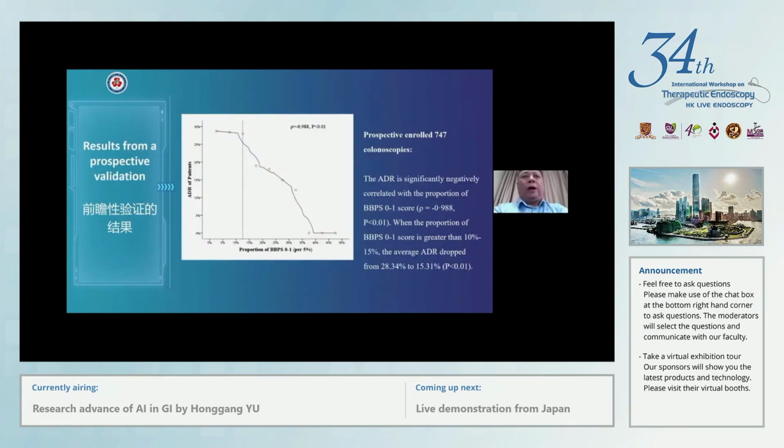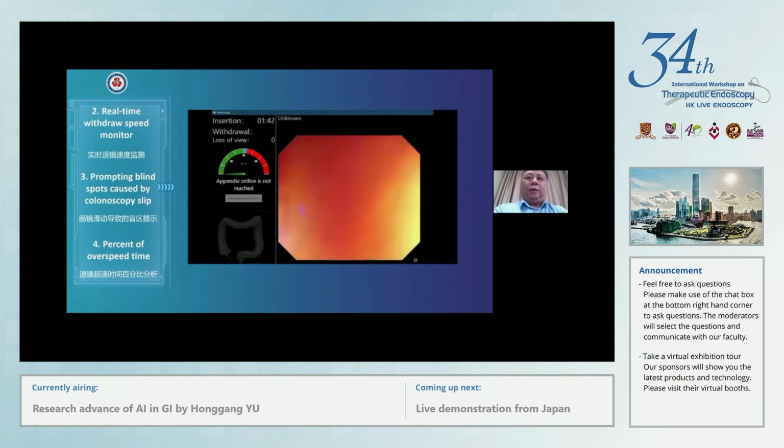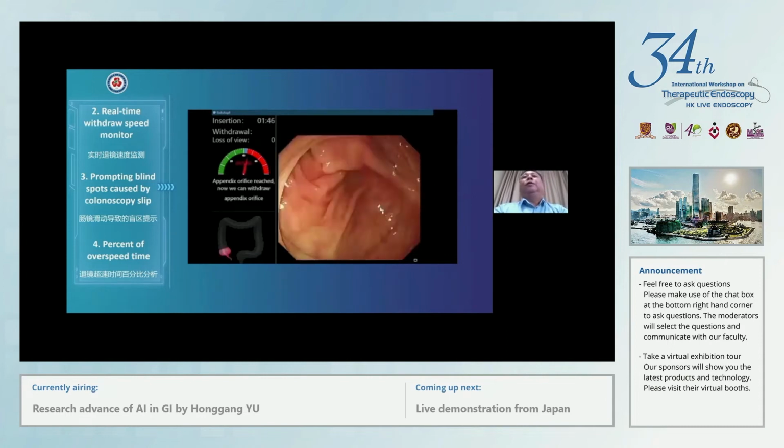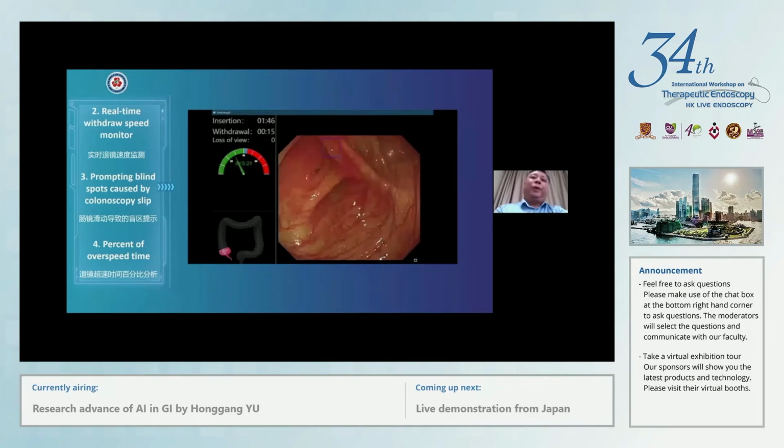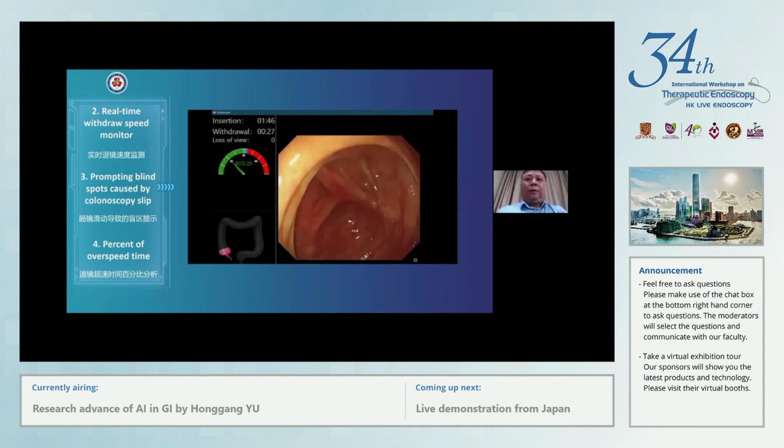We also developed quality control, just to make sure that endoscopists do a good colonoscopy operation. You can see there's a dashboard. If the pointer points to the green zone, that means your withdrawal speed is perfect and smooth, so you have a good opportunity to observe or detect small or minor polyps. But if the pointer points to the red zone, that means your withdrawal speed is too fast. You must slow down.